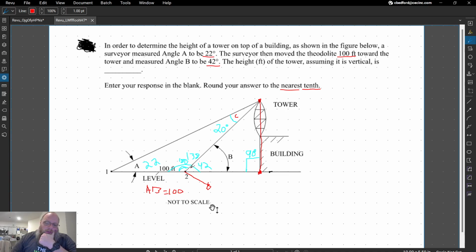We got distance BC. It's unknown. And we've also got distance AC, which is also unknown.